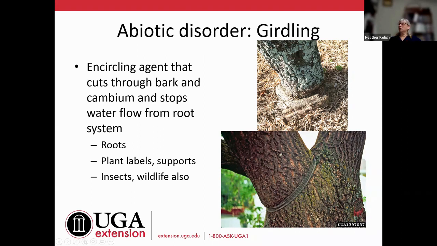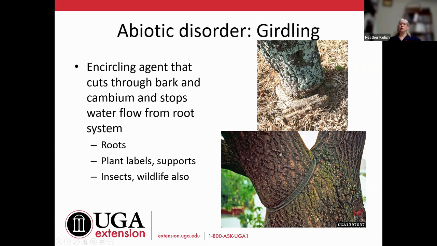So if we look at this tree down at the top picture, the root is actually wrapped around the tree. And so what's happening is it's causing girdling around the base of the tree. It's basically cutting off the flow of nutrients and water from the root system up to the top of the tree, and the carbohydrates flowing down through the root system.